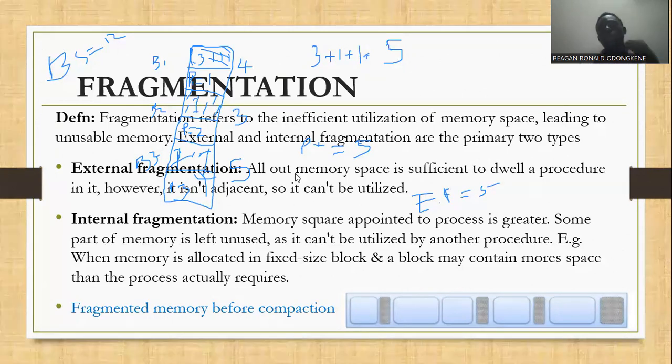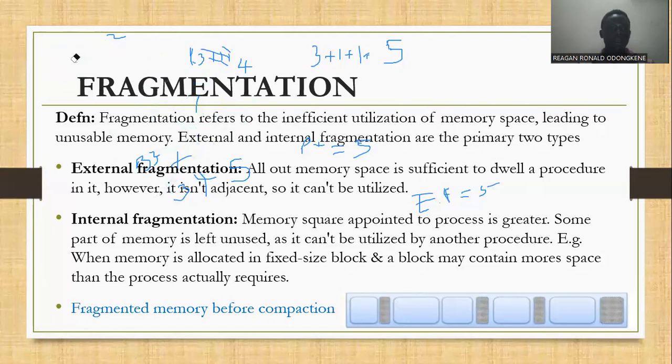So external fragmentation: all the memory space is sufficient to hold a process in it. However, it isn't adjacent, so it can't be utilized. So that explains that term. The paragraph is given under external fragmentation. So here you can see that our unallocated memory is 5, but still a process P5 cannot use this 5 MBs of unallocated memory because of the fragmentation of the available memory.